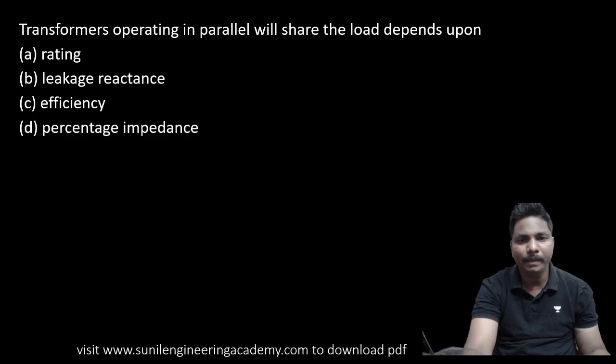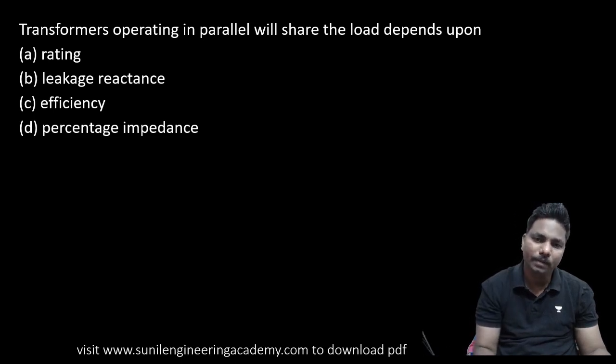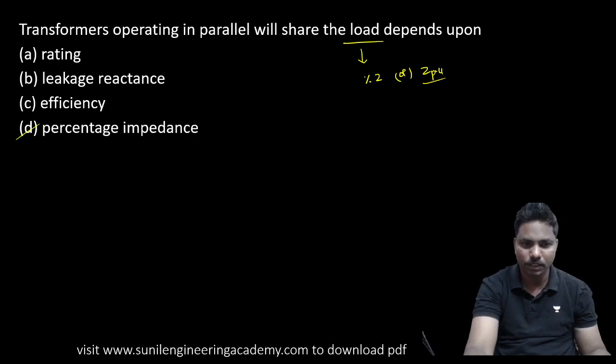Transformers operating in parallel will share the load depending upon what? The load depends upon percentage impedance, or Z per unit. Based upon Z per unit, the load depends. Okay, so the answer is option D, percentage impedance.